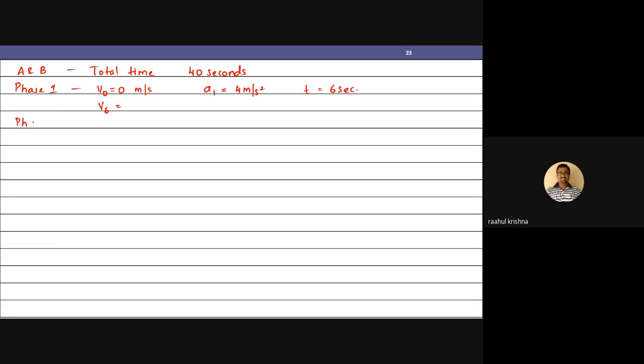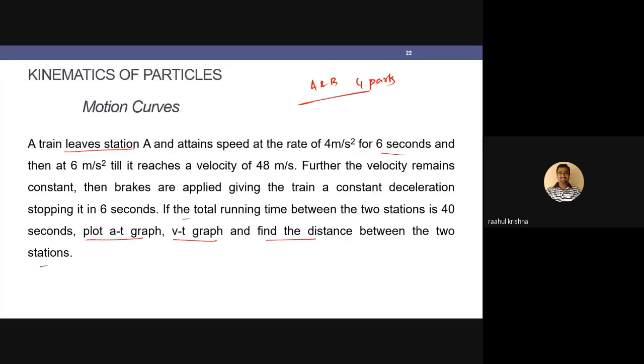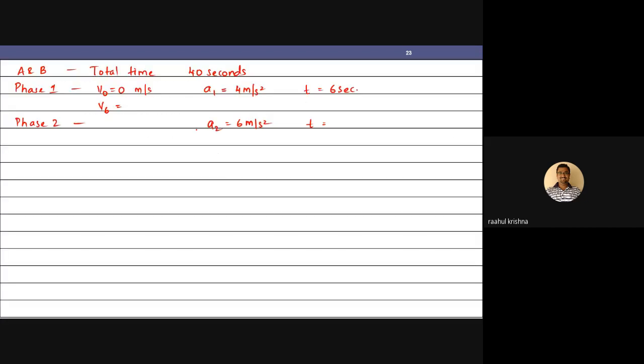Then I have my second phase. In the second phase, what is the acceleration? A2 is given as 6 meters per second square. For how much time? I don't know. But I have V6 for my phase 2, it's starting at V6, and at the end of this, whatever time it takes, my velocity will be 48 meters per second.